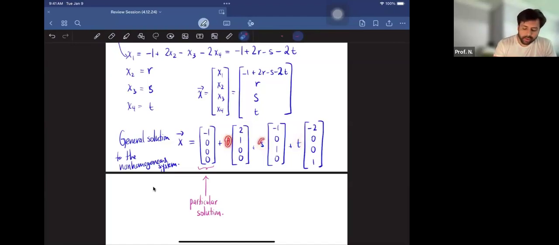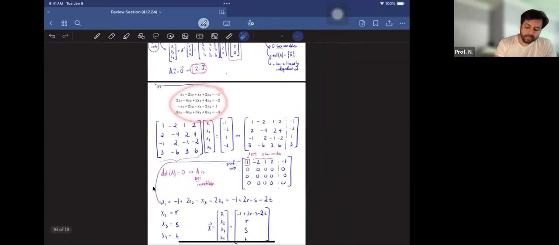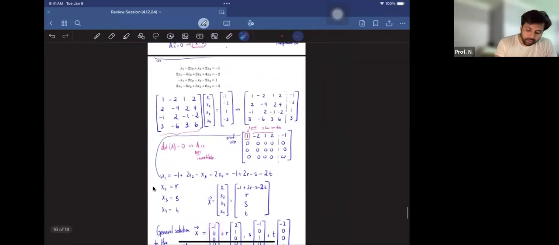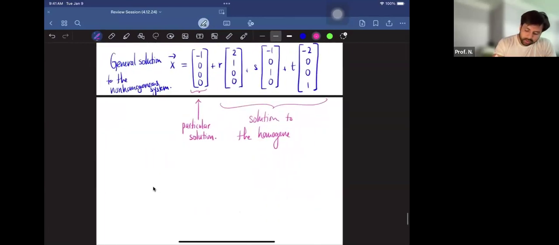So if you plug in 0 to all of this, this solution will remain. And what I mean by this solution is that it solves the system. This one solution, if I make x1 being -1 and everything else being 0, that one solution works. But what else works? This is called the solution to the homogeneous system. Homogeneous.